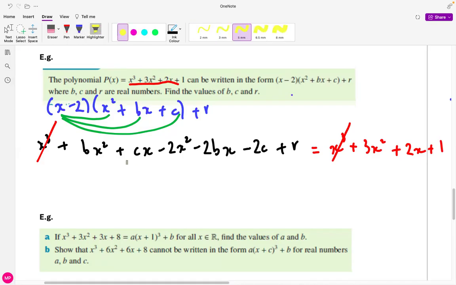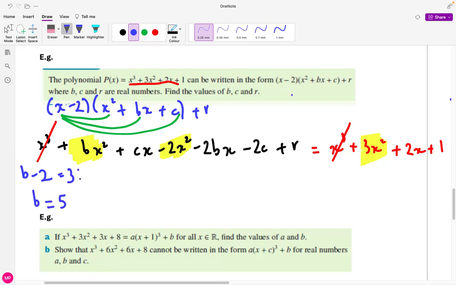Okay, now I'm looking at the terms that have x squared. You can see the terms that have x squared are bx squared and negative 2x squared. That tells me that when I add these coefficients together, b and negative 2, that has to give me the coefficient on the right, which is 3. So b minus 2 equals 3, so b has to be equal to 5.